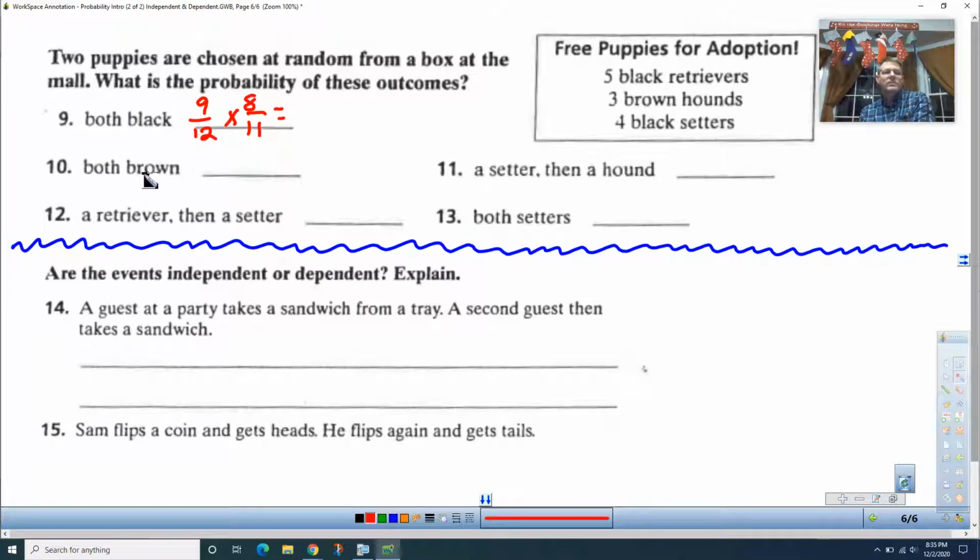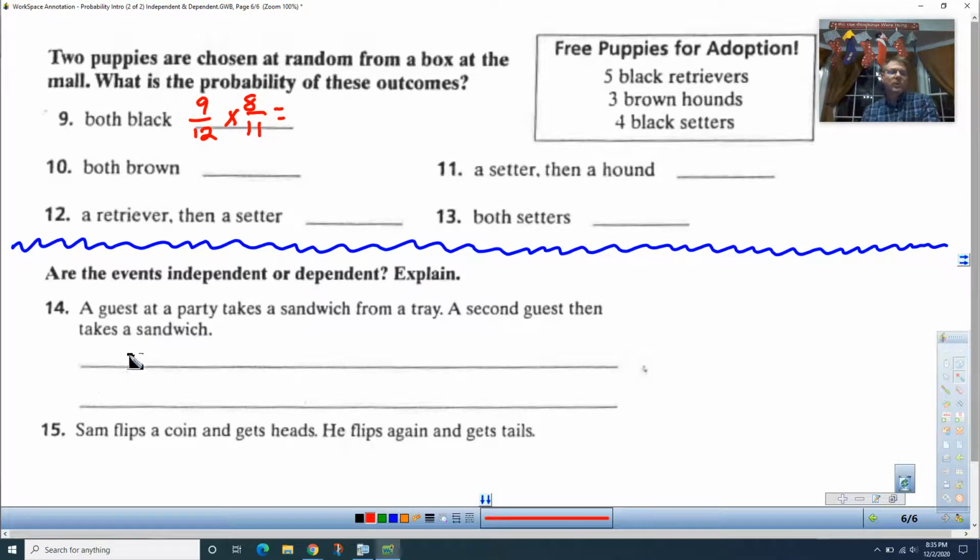Now, this one says a retriever, then a setter. So how many retrievers are there? There are 5 retrievers, so that's 5 out of 12. And then the next time would be what? 4 setters. And so that'd be 4 out of 11 because we're still going to have one less puppy. True.